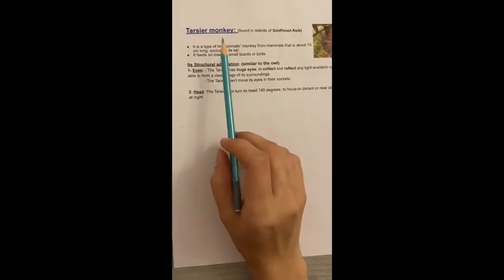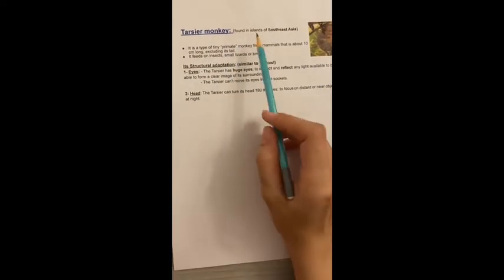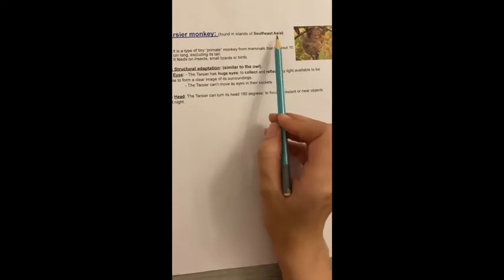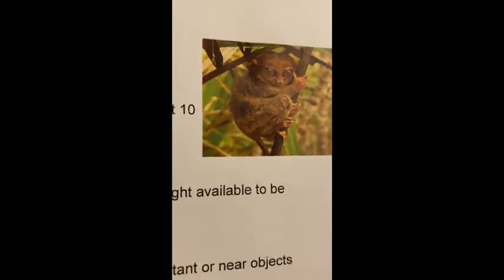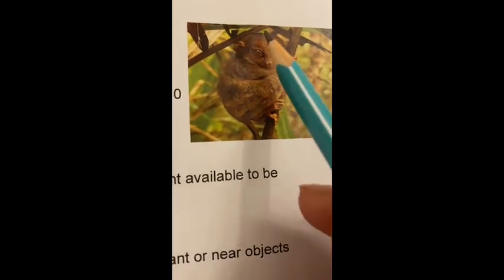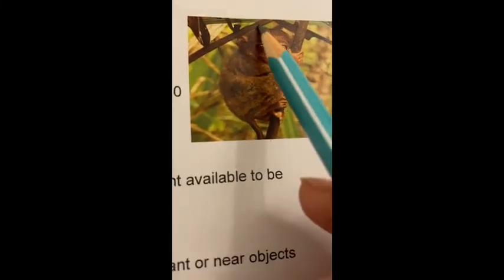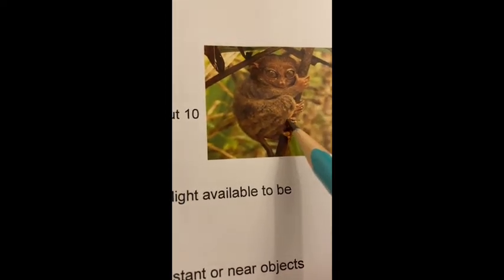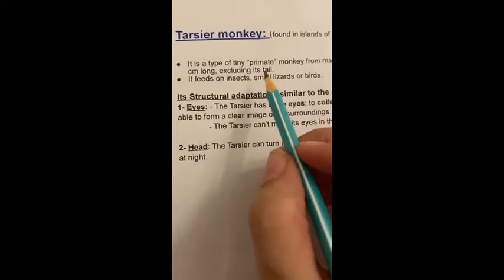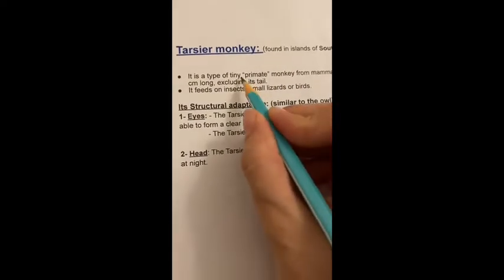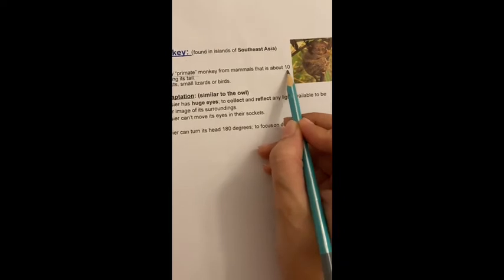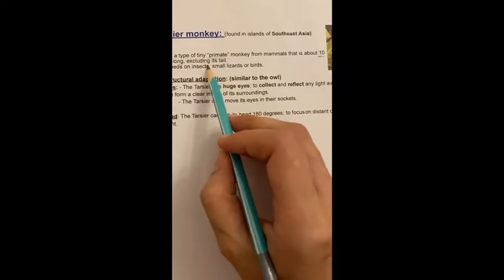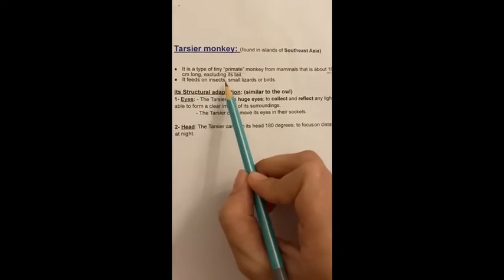Second, we are going to talk about the tarsier monkey found on islands of Southeast Asia. Can you see this tarsier monkey? It's very, very small. Its length is about 10 centimeters. It's a very tiny animal, one of the primate species. This mammal is about 10 centimeters long, excluding its tail. It feeds on insects and small lizards or birds.